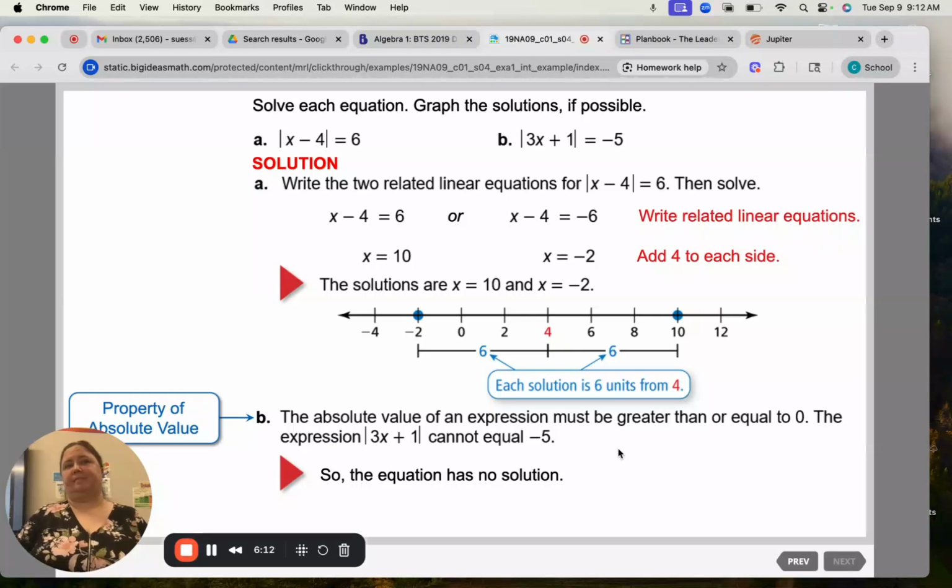Does that make sense? Yes, ma'am. The other two algebra students, does that make sense? Yes. Do we also have to graph the no solution? Nope. There's nothing to graph. It can't be on the graph.